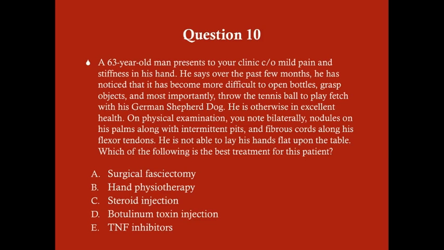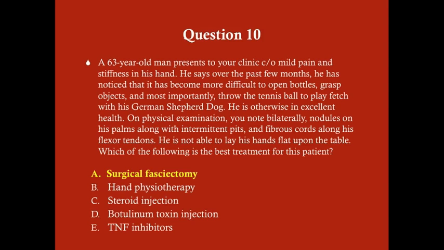Okay, and the answer to this question is A. Surgical fasciectomy. So this is a patient with Dupuytren's contracture. And Dupuytren's contracture is typically seen in older men, especially of Scandinavian descent. Now, I don't know to which extent that matters to you, but for me, I practice in Minnesota, and we have a lot of Scandinavians in Minnesota, including myself. So just for that fact, we see this often.